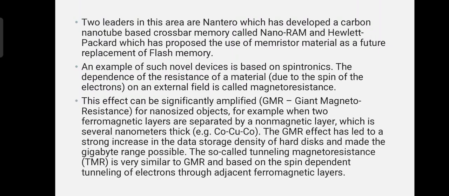For example, two ferromagnetic layers are separated by a non-magnetic layer, which is several nanometers thick. The GMR effect has led to a strong increase in the data storage density of hard disks and made the gigabit range possible. The so-called tunneling magnetoresistance is very similar to GMR and is based on the spin dependent tunneling of electrons through adjacent ferromagnetic layers.